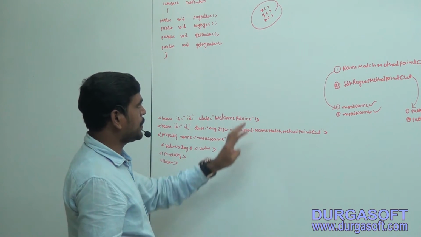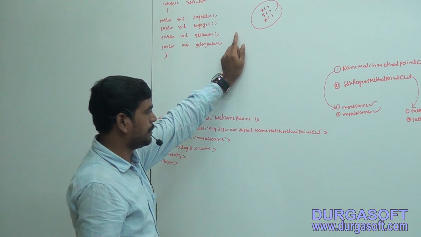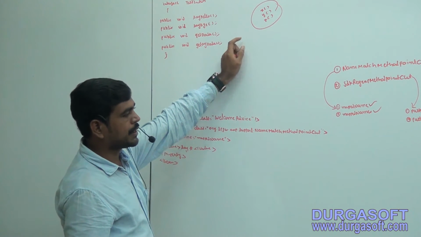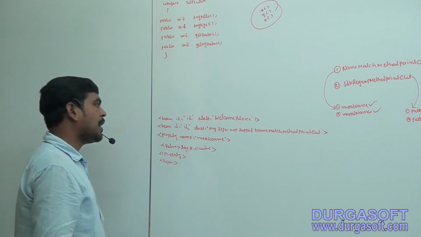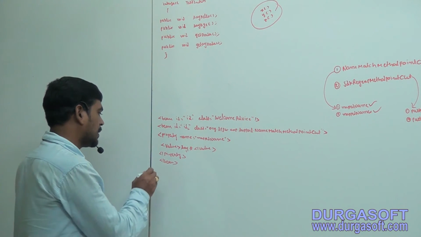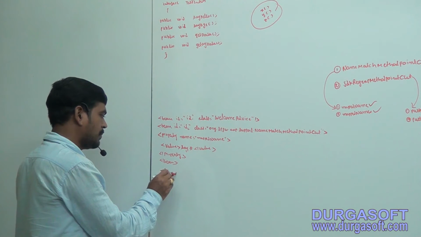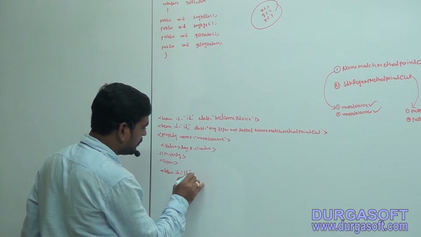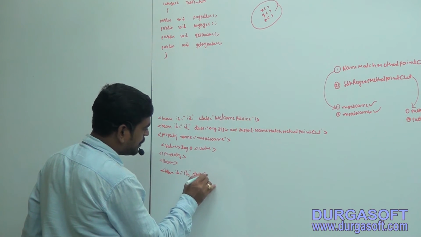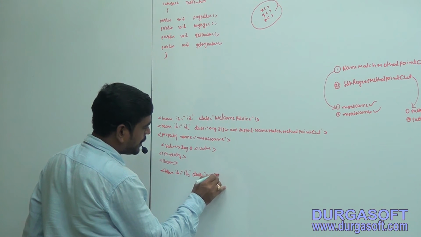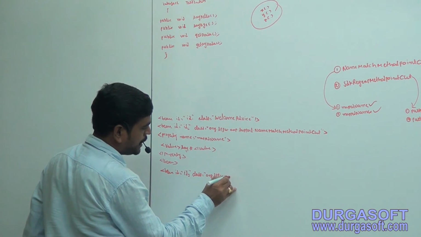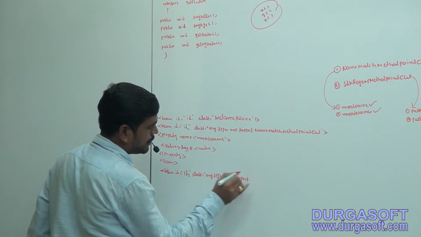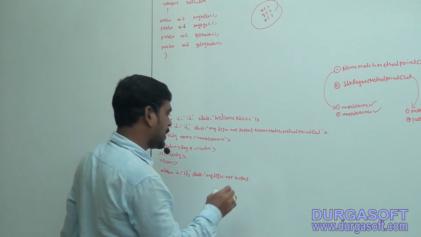But who is responsible for applying that advice to that particular business method? Now one more class is there, that class we have to configure. What is that class? Default Pointcut Advisor. Now we have to configure that class. Bean id is equal to id3, class is equal to org.springframework.aop.support.DefaultPointcutAdvisor.